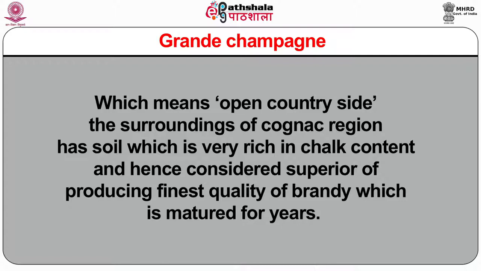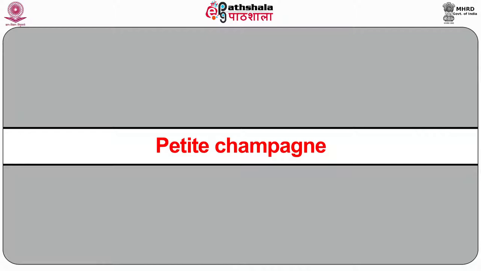Now we move to the next one, that is Petit Champagne. Petit Champagne is another region for producing cognac. The cognac produced in this region is quite similar to the one produced in Grand Champagne. There is a difference in microclimate, though the soil in this region is also similar to the one in Grand Champagne.